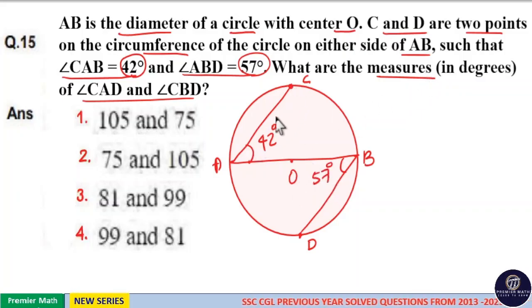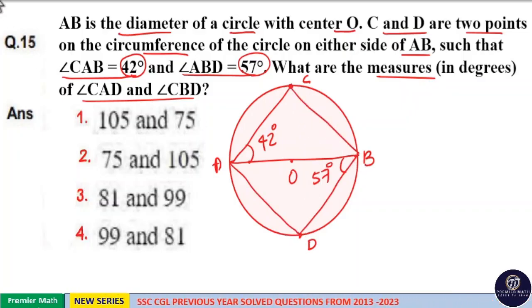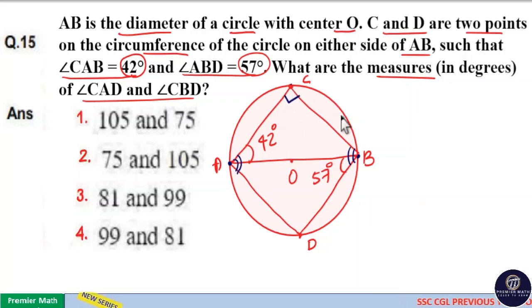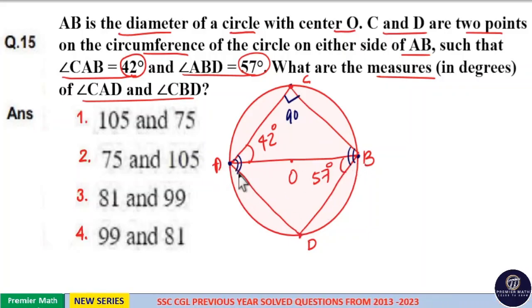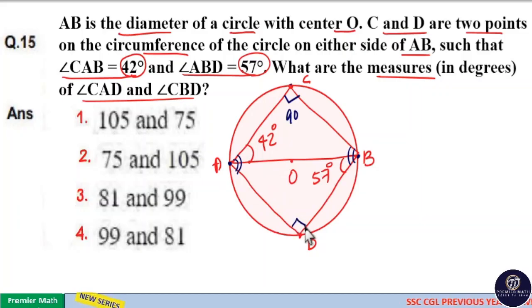Now we have to find the measures of CAD and CBD, that is this angle and this angle. Here you already know the diameter of this circle. A diameter of the circle makes an angle of 90 degrees on the circumference. That is, this point C is on the circumference of the circle, so this diameter AB makes an angle of 90 degrees at point C. In the same way, this diameter AB creates 90 degrees at point D, because point D is on the circumference of the circle. So this is also 90 degrees.